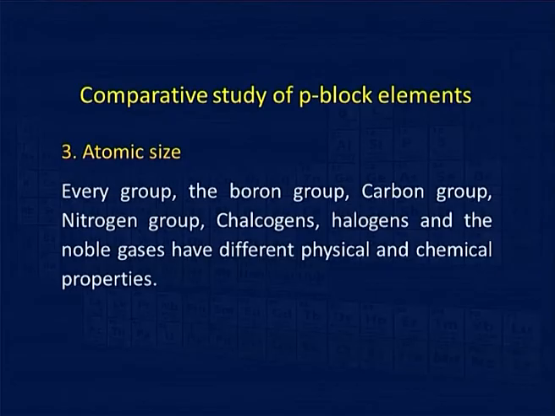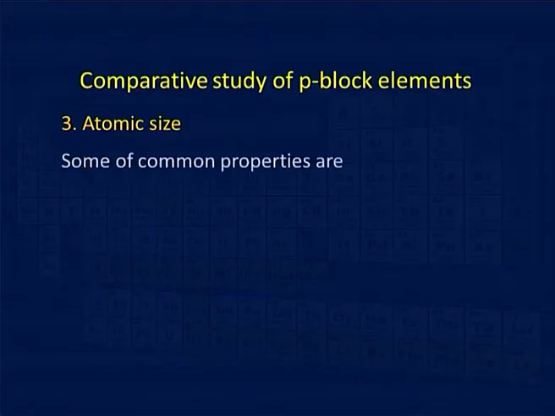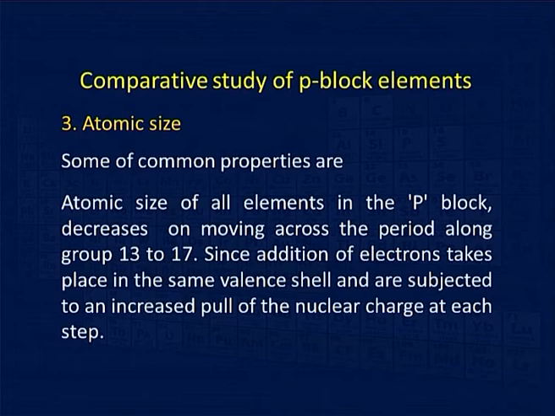The atomic size is the next significant parameter for study of the elements in the periodic table. Every group, the boron group, carbon group, nitrogen group, chalcogens, halogens and the noble gases have different physical and chemical properties. Let me tell you, the chalcogen group represents the oxygen group. The common property is that atomic size of all elements in the p block decreases on moving across the period along the group 13 to 17, meaning if you move from left to right across the periodic table, the variation will appear in the atomic size.